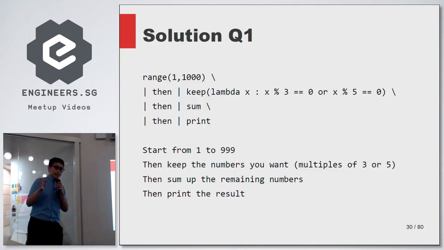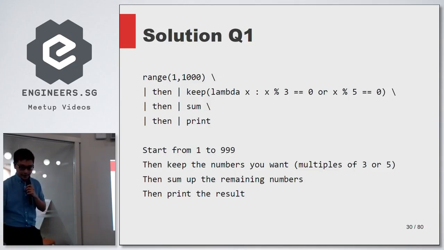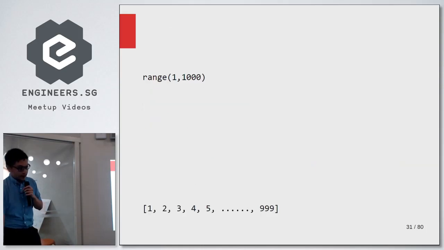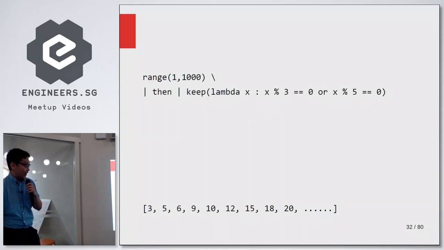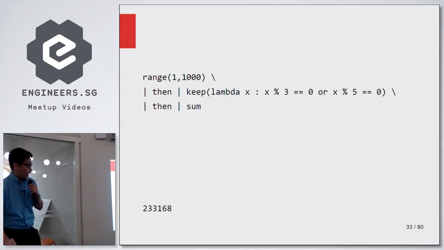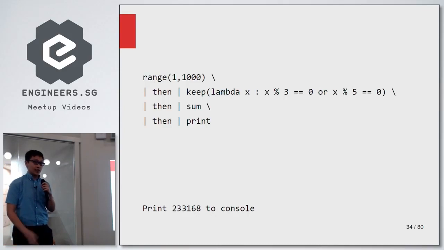Let me do a step-by-step illustration. This is the first line. I have the range of numbers. And then I keep the numbers that I want, which is divisible by 3 or divisible by 5. And then I sum them up. And then I add one more instruction, which is to print out the result to the console, which is the Python print.